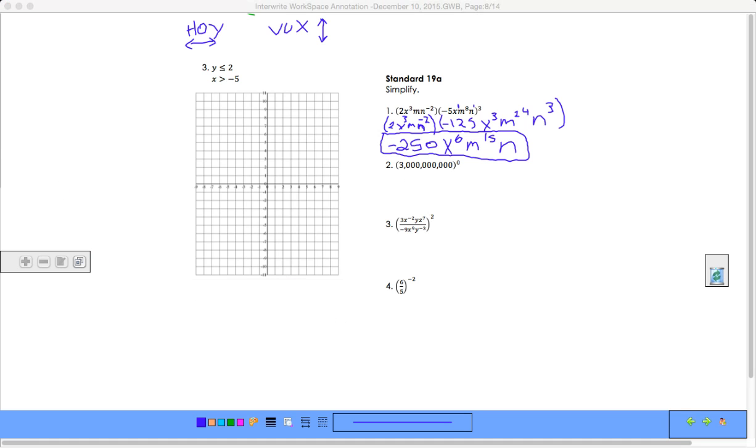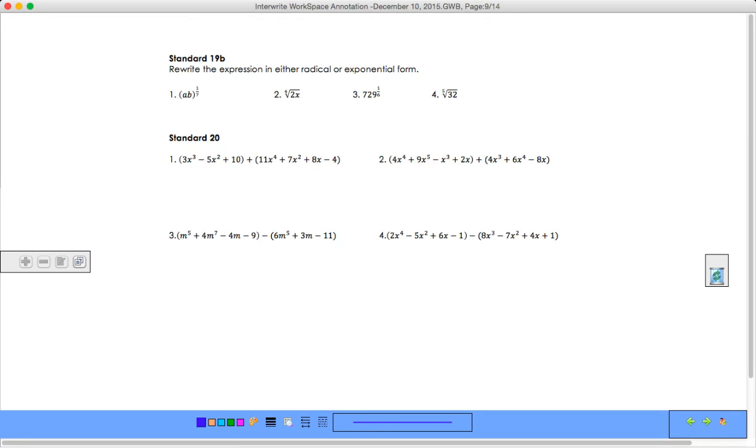All right. Go ahead and let's look at the last page of this review. We got just a couple more problems that I want to do. These ones are really quite easy. It says rewrite the expression in either radical or exponential form. So to take this back to a radical, a root, which looks like this, these problems here, whatever number is on the bottom of this fraction goes on the outside here.